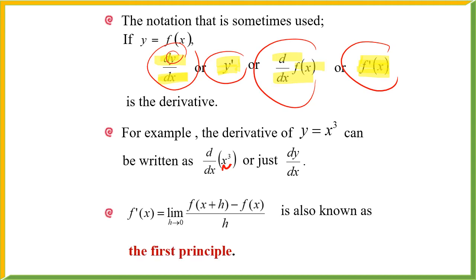F prime x is equal to the limit of f of x plus h minus f x divided by h as h approaches 0, and is also known as the first principle. So usually if they ask you to find the derivative by using the first principle, then you have to use this formula, no other formula. So you have to use this formula.